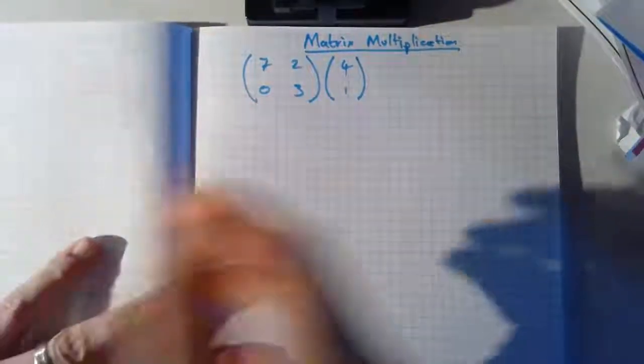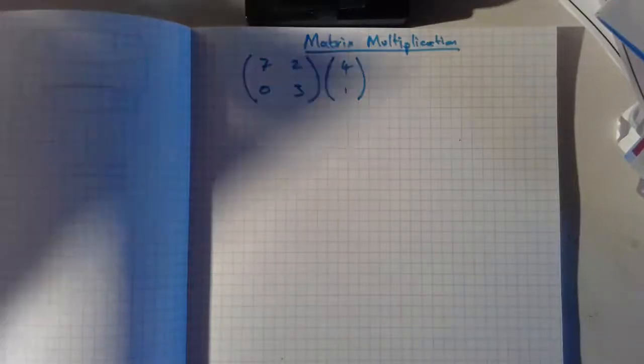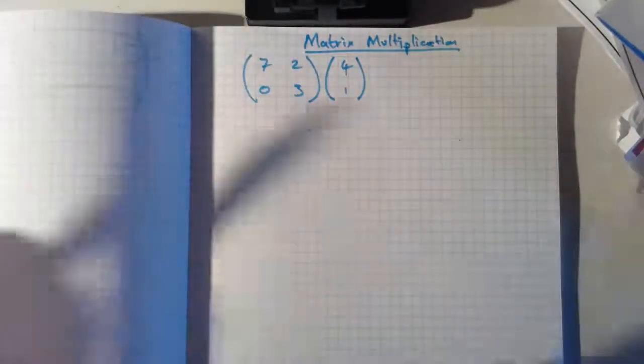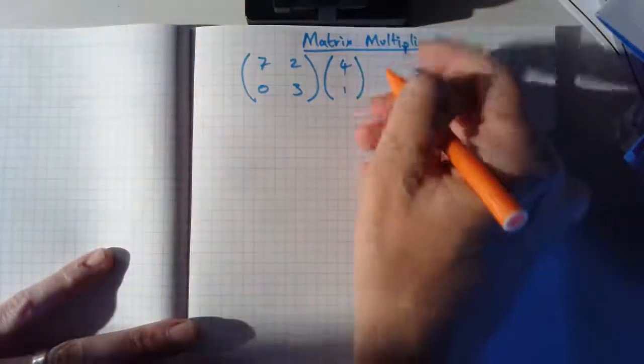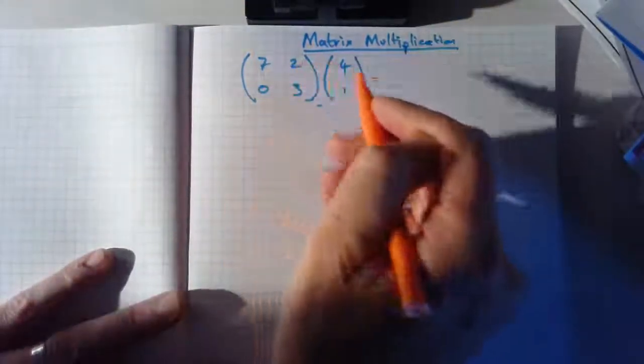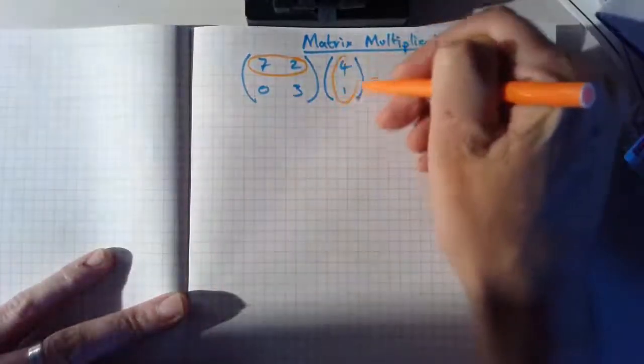Okay, we're going to be doing some matrix multiplication today. I'm going to leave the explanation as to why and how important these are to your A-level teachers, but I'm just going to show you the skill. So what we need to do here first is that this top row needs to be multiplied by this column here.